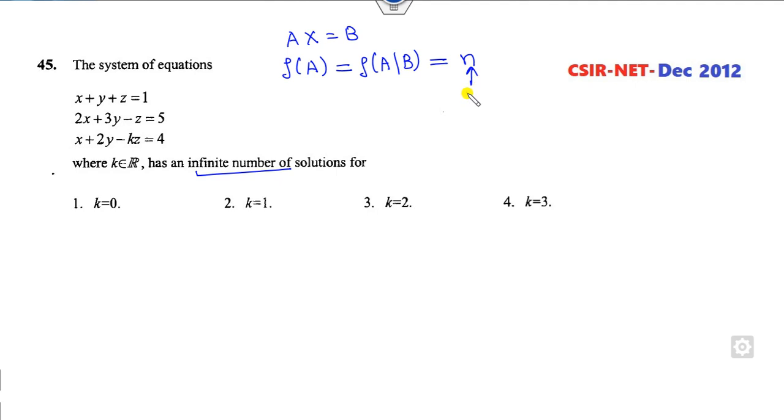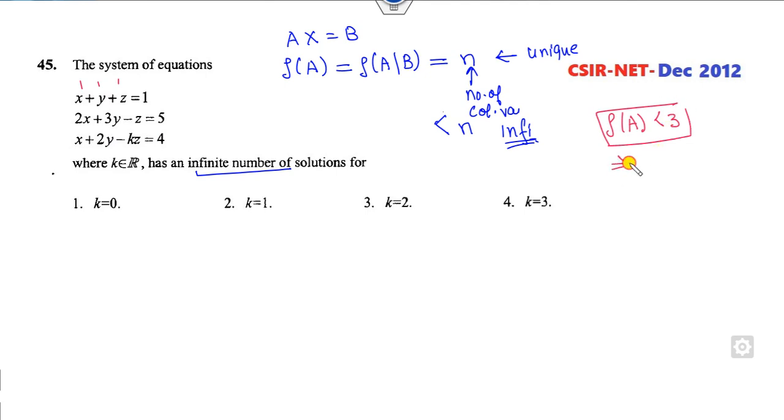What is the n? n is the number of column vectors, then we will get a unique solution. And when the rank is less than n, then we will get infinite solutions. So the number of columns is 3. So it means the rank of A must be less than 3. When will that happen? When the determinant of A will be 0.